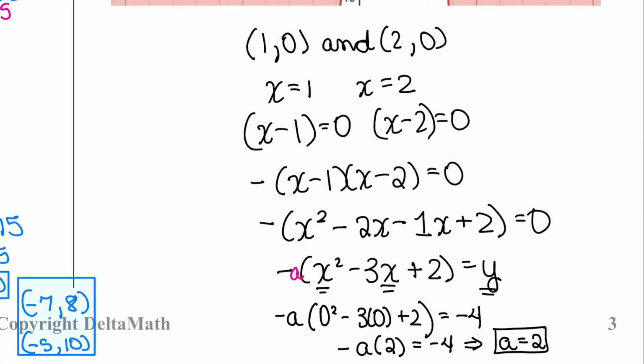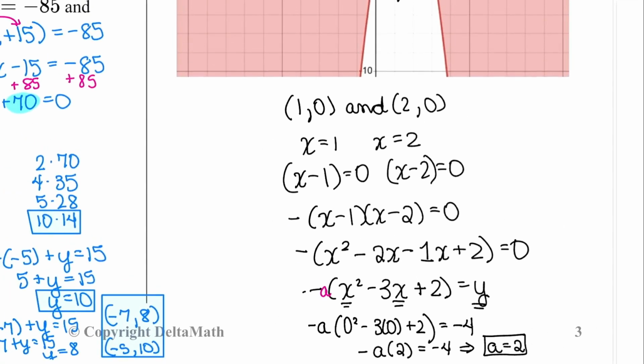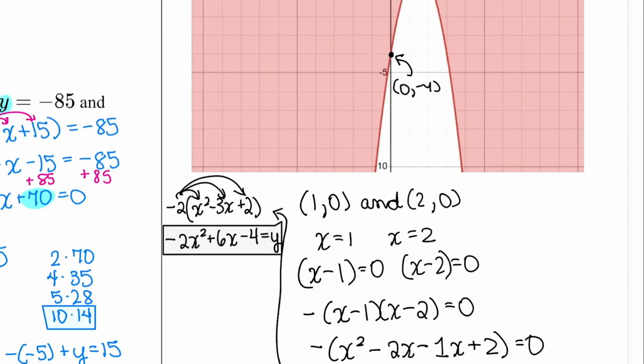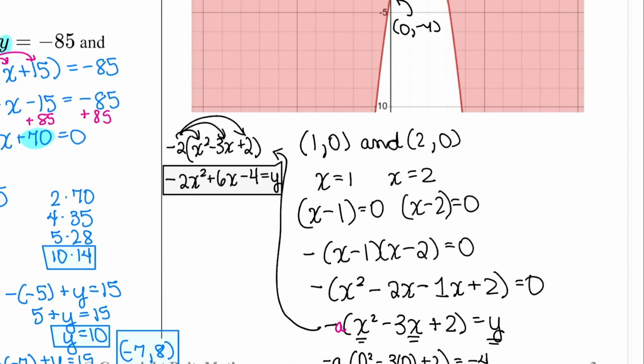Now that we have solved for a, we can go ahead and distribute that in. So this is going to be negative 2 times the quantity x squared minus 3x plus 2. So our final answer is going to be negative 2x squared plus 6x minus 4 equals 1. So I want to show you guys this trick that has been a game changer for me in order to figure out inequalities.